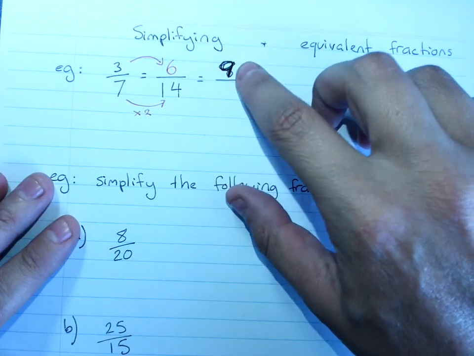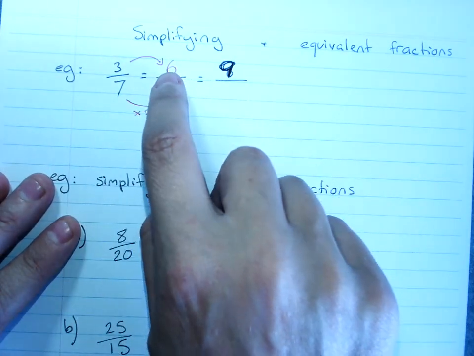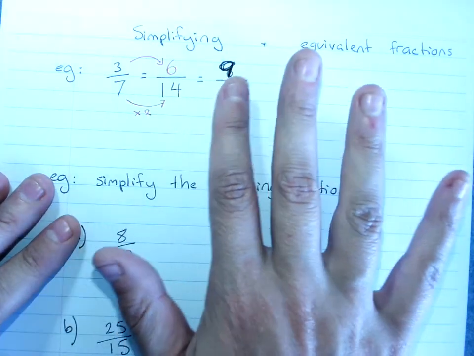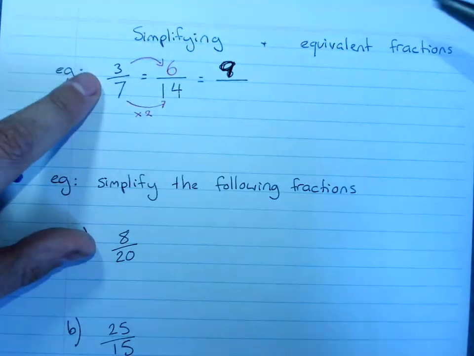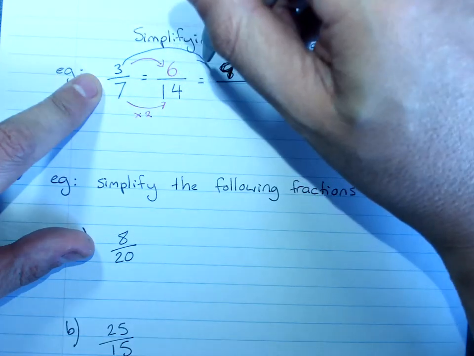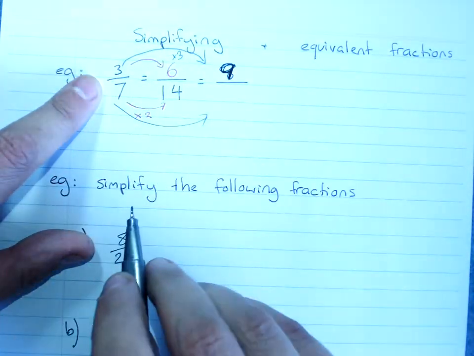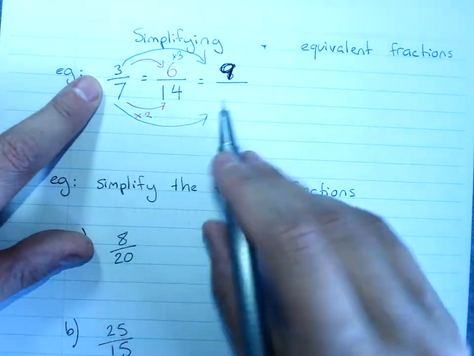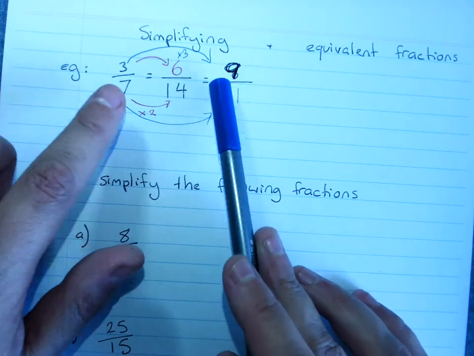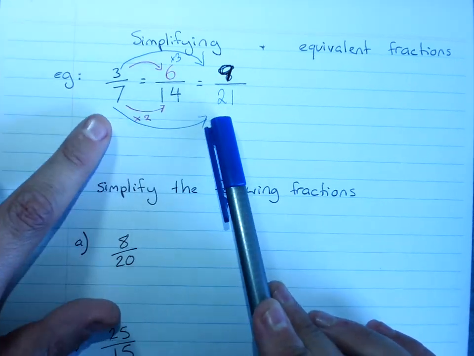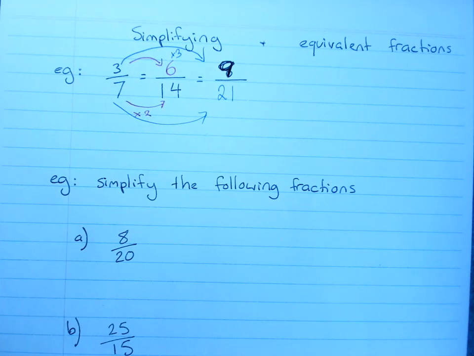Now it's asking, well, 9 out of what is the same as these two? I can't do anything easy to get 6 to be 9. I'm not allowed to add. I have to multiply or divide. But if you go right back to the start here, 3 times what is 9? That would be times 3. Do the same thing here. And 7 times 3, 21. So often we're going to need equivalent fractions, and this will be one method of getting them.